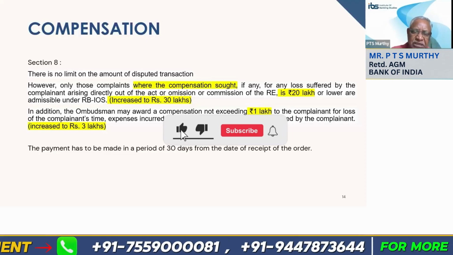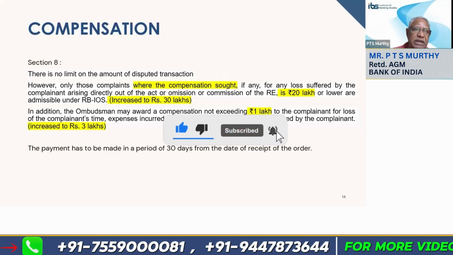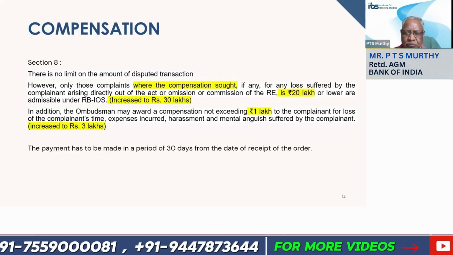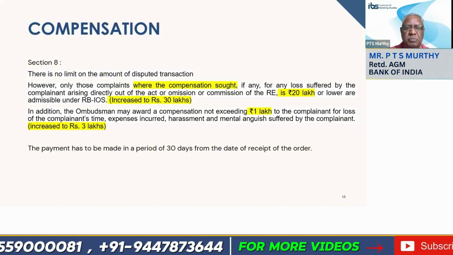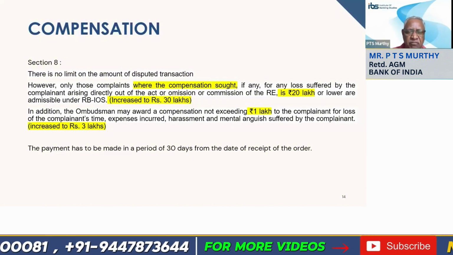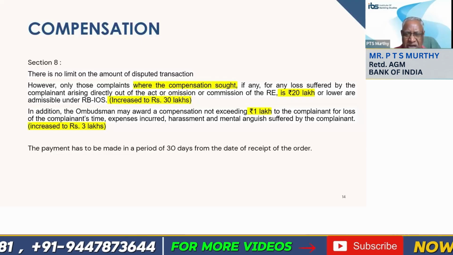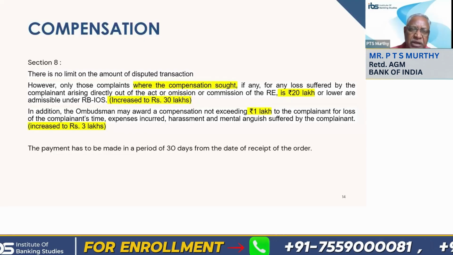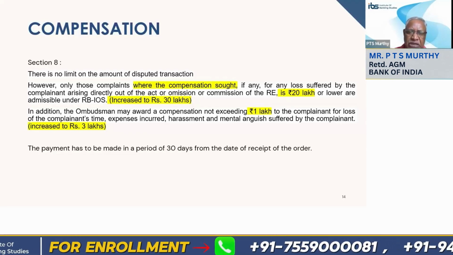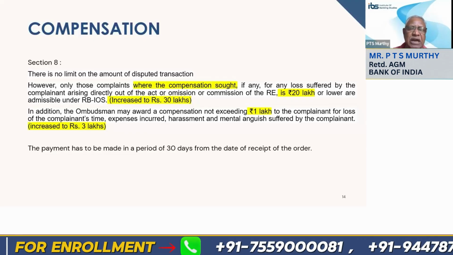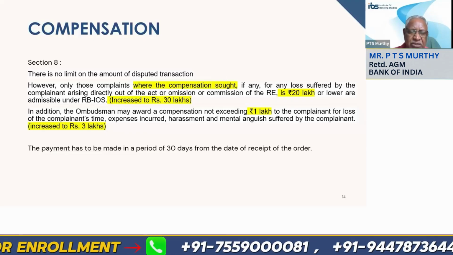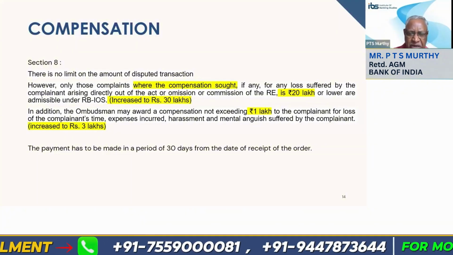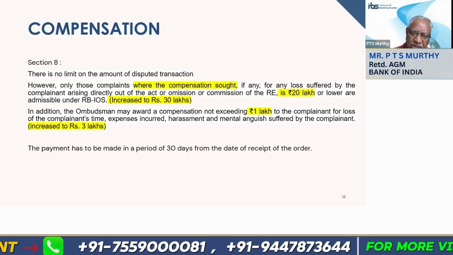The second compensation is for the loss suffered by the complainant, and that amount is 30 lakh rupees. Earlier it was 20, now it has been increased to 30 lakh rupees. In addition to that, for mental agony, stress, or harassment, an additional 3 lakh can be awarded by the ombudsman. So one is the amount in dispute, second is the compensation towards the loss suffered, and third is mental harassment or anguish, the 3 lakh.